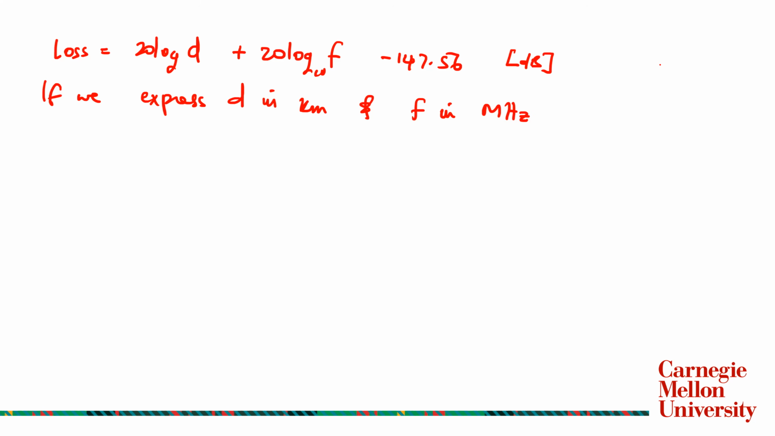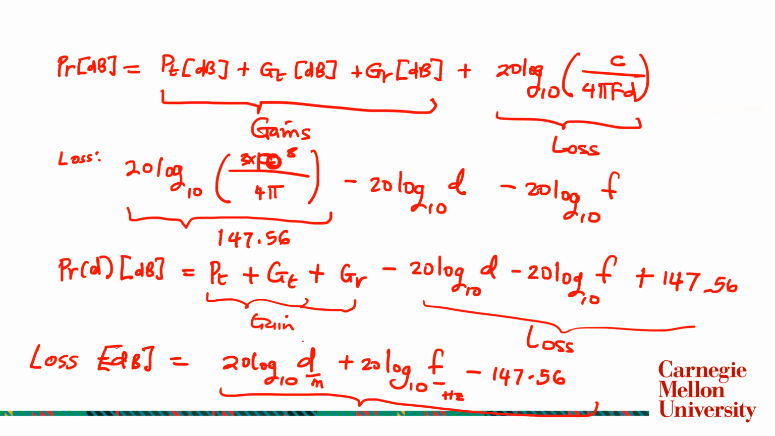So that if I say 10 gigahertz, the equation already allows me to just put 10 and not 10 times 10 to the power 9, something like that. Sometimes we want to express D in kilometers because these are long distances, and F in megahertz. If you use this first equation, remember D is in meters and F is in hertz.